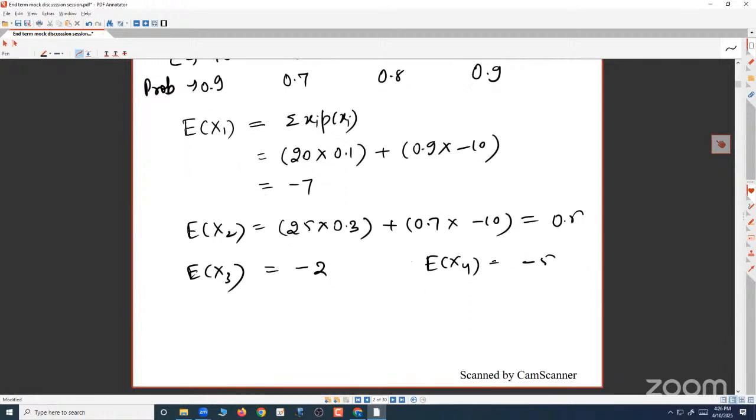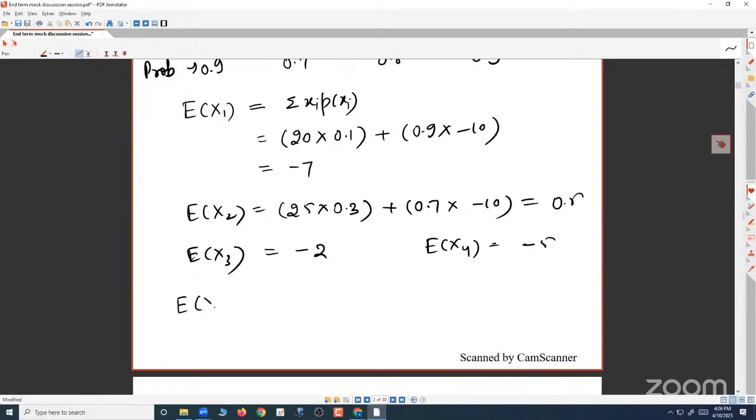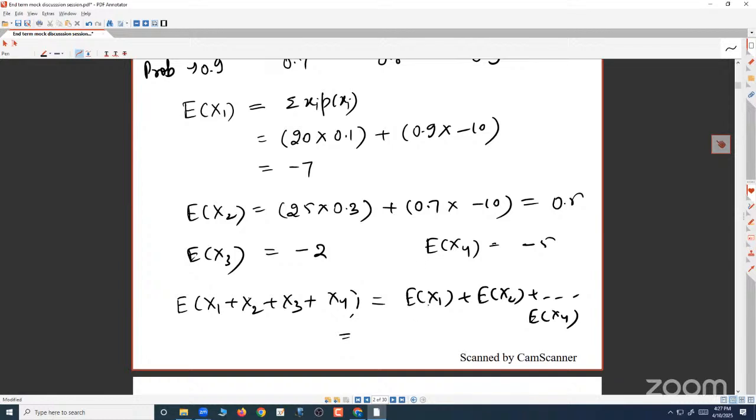Now I have to calculate the expected value of the total profit, right? It would be the expectation of x1 plus x2 plus x3 plus x4. These are independent, so I can write this as expectation of x1 plus expectation of x2 plus expectation of x3 plus expectation of x4. So I will add all the expectations: -7, plus 0.5, -2 and -5. If you solve this, you will get -13.5. So the total profit is coming out negative. That means we didn't have a profit, we had a loss here.